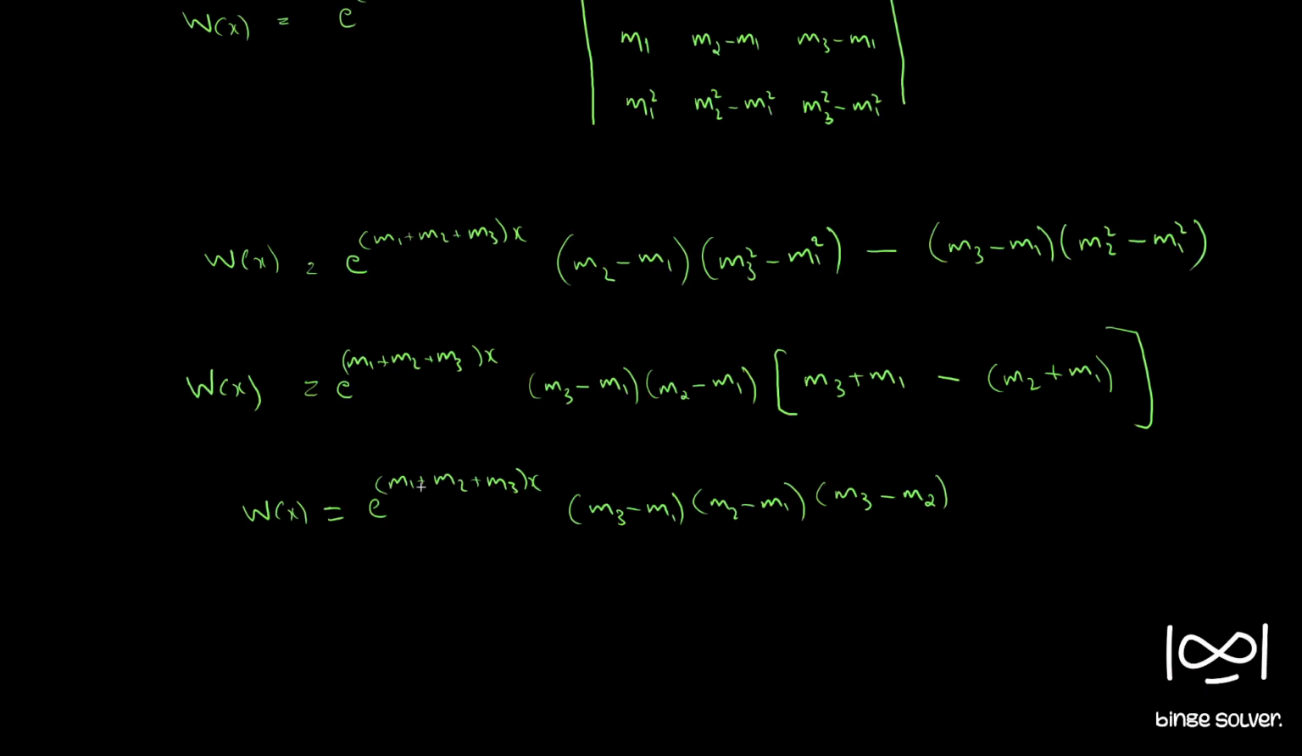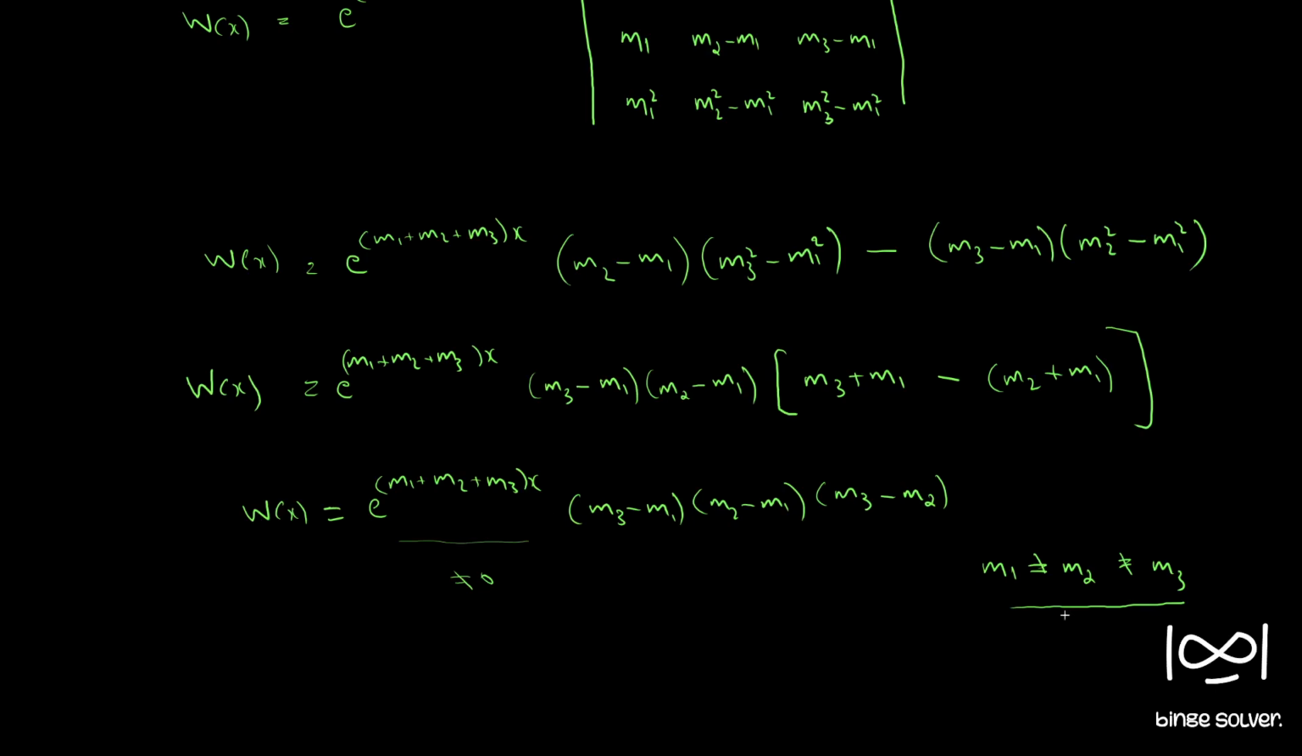If we see, this exponential part is not equal to 0 for any x. For W of x to be 0, either m1 is equal to m2, or m2 equal to m3, or m1 equal to m3. So if m1 is not equal to m2, not equal to m3, if the constants m1, m2 and m3 satisfy this situation, then we can see the Wronskian is not equal to 0 for any x.